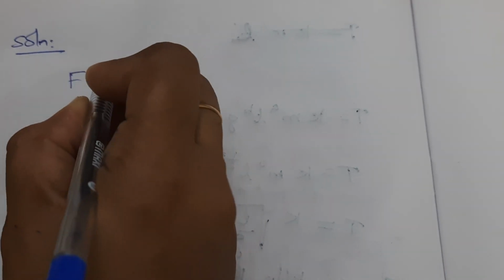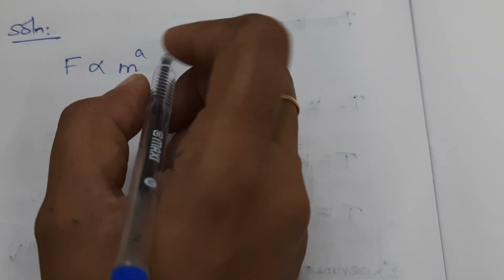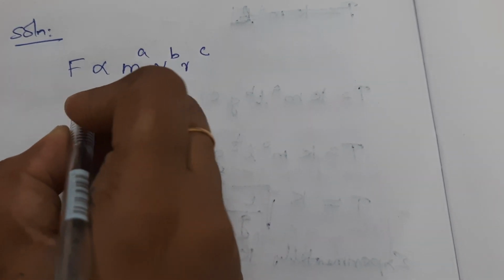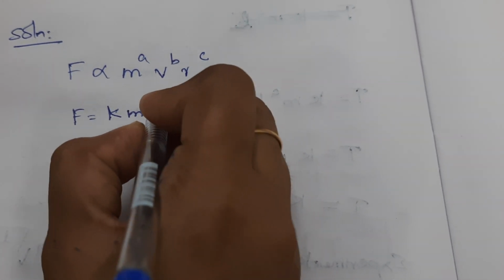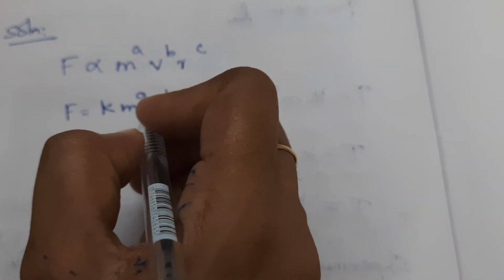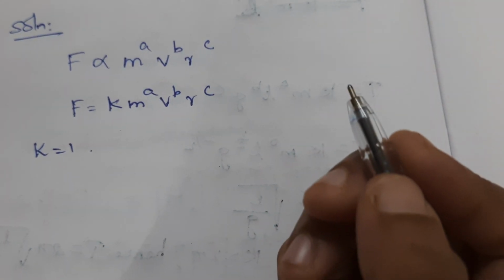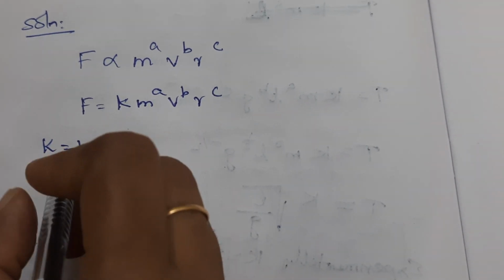So according to the problem, we can write the formula. The force depends upon the mass of the body, so m power a, velocity v power b, radius r power c. It can be written as F equal to k m^a v^b r^c. Obviously the value of k is equal to 1, so it has no dimension also. Substitute the dimensional formula for all these quantities.